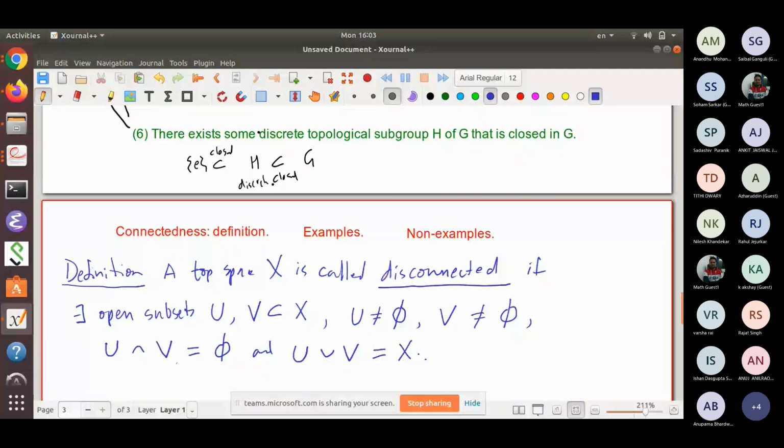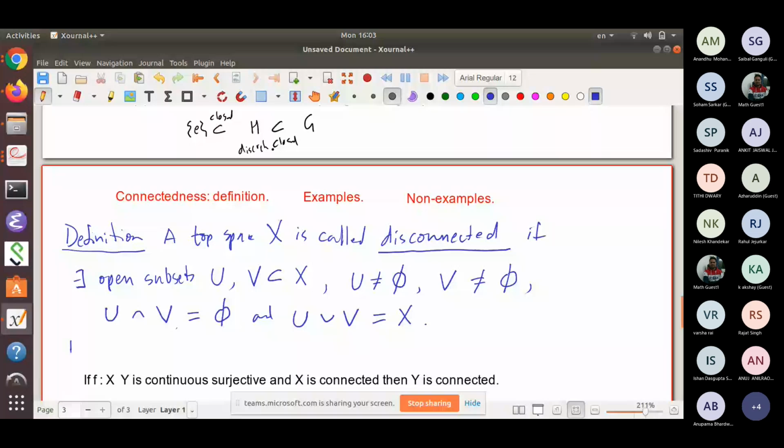So I partitioned X into two sets. Partition meaning they are disjoint from each other and their union is everything. So I partitioned X into two open sets, both non-empty. Then I say X is disconnected. And definition, X is connected if X is not disconnected.